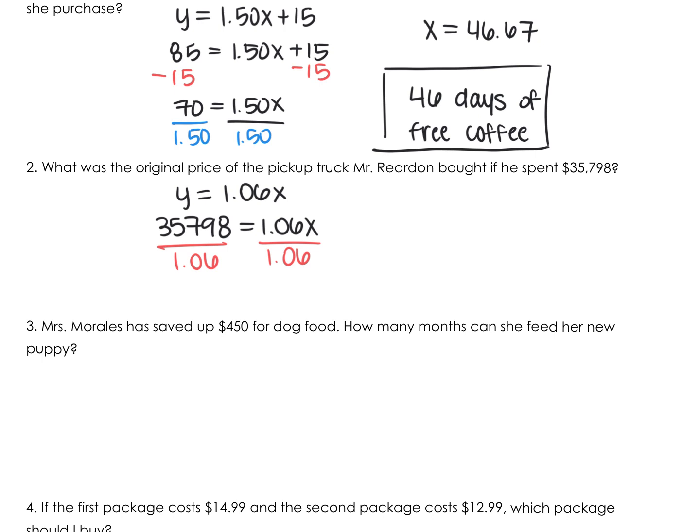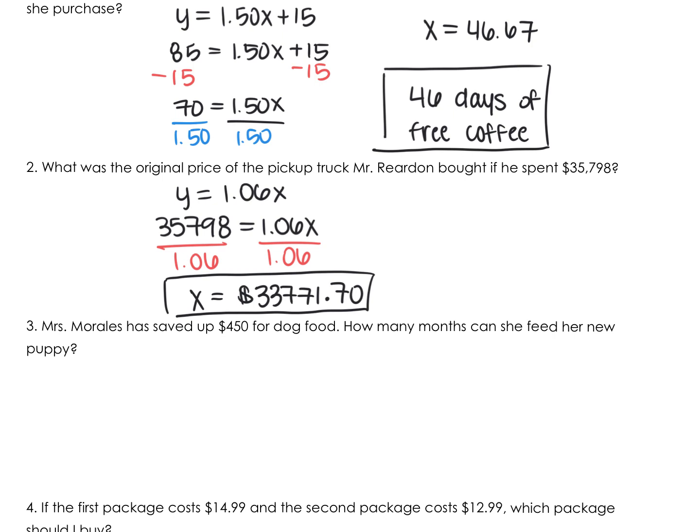And we're going to get x equals, we'll use our dollar sign because it's money, $33,771.70. My decimal is 0.698. So because it's money, we always round to 2 decimal places. The 8 makes the 9 go up, which is how we get 70 cents.